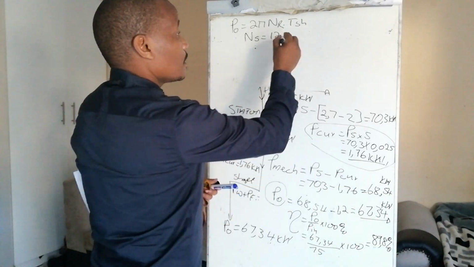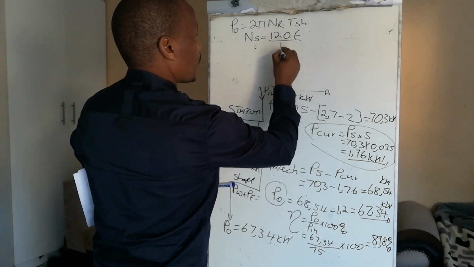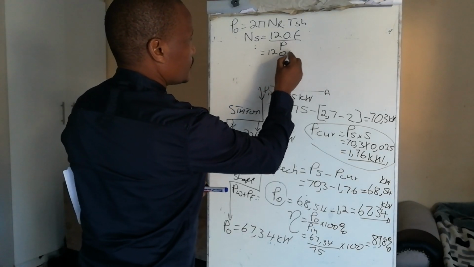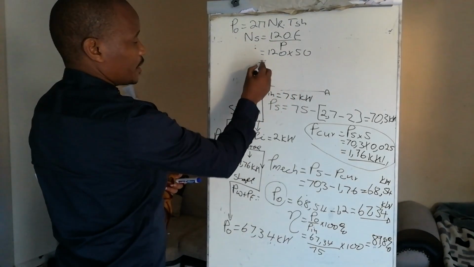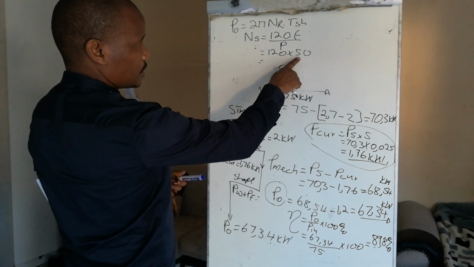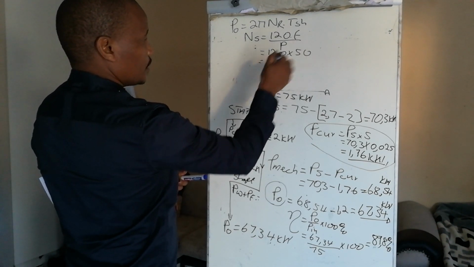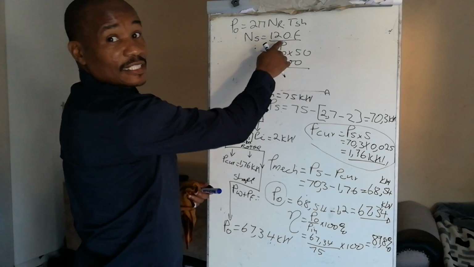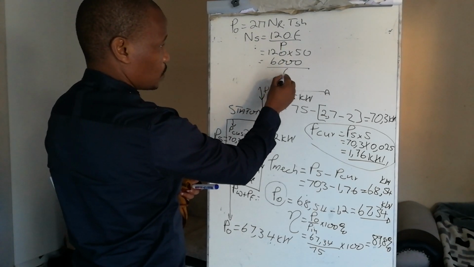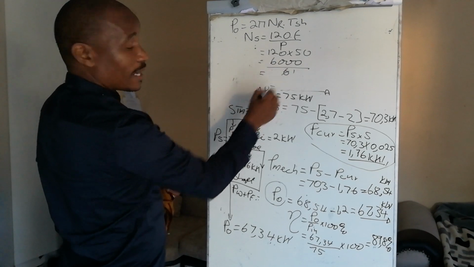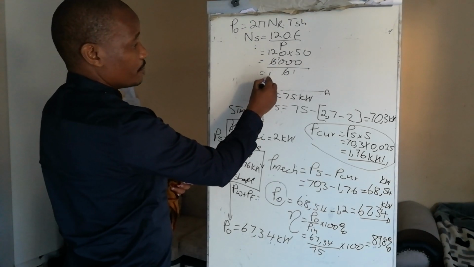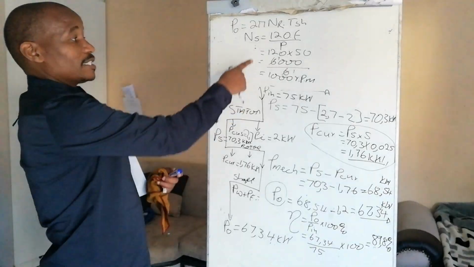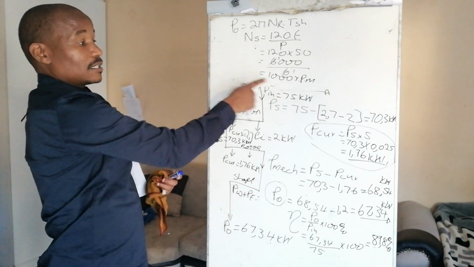120 multiplied by frequency divided by the number of poles, which equals 120 multiplied by 50 hertz, equals 6,000 divided by 6, since it's a 6-pole motor. This cancels that, meaning this is a 1,000 revs per minute motor. This is the synchronous speed, 1,000.